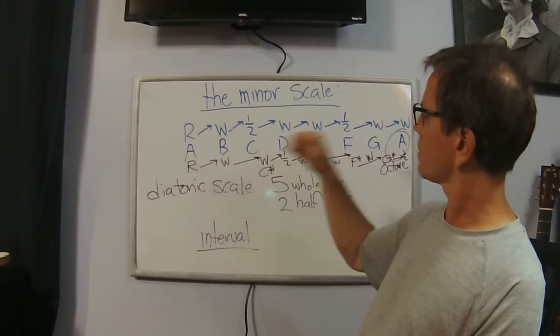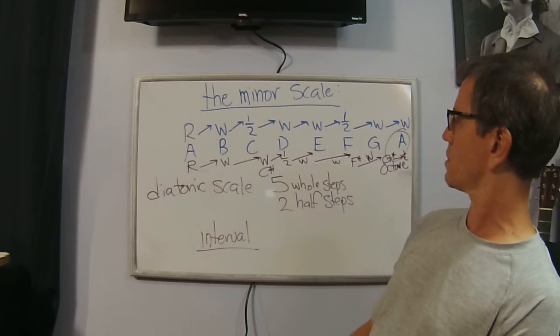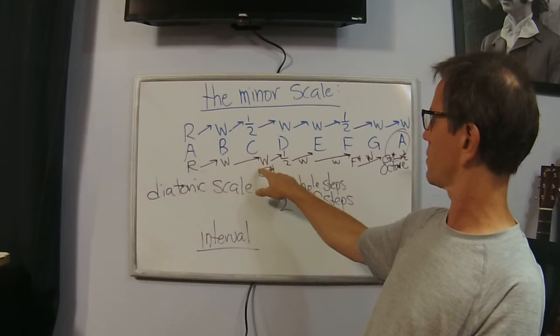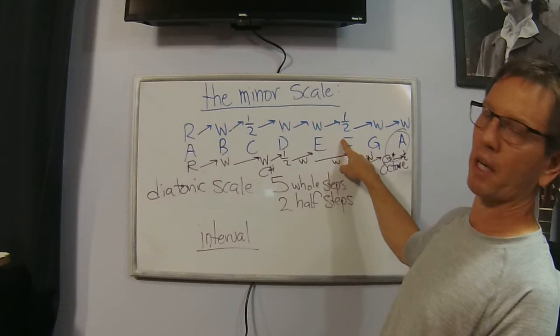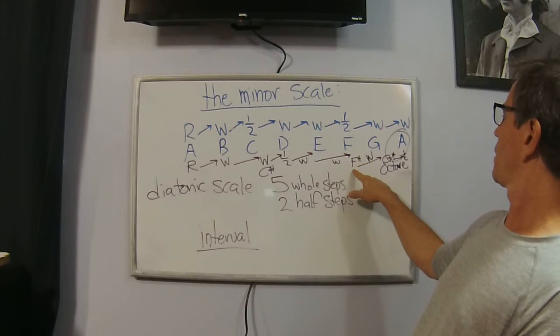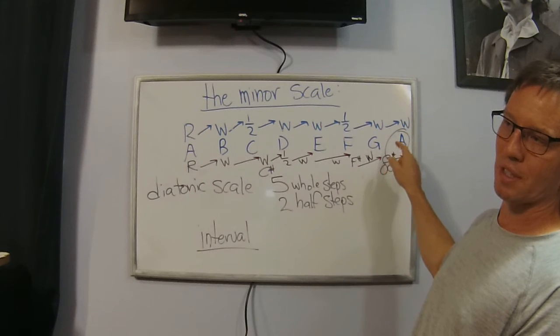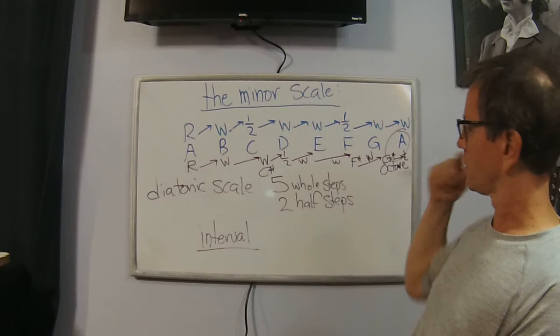So you can see the difference, the 3 notes that it yields that are different: you get a C in minor instead of a C sharp. You get an F in minor instead of an F sharp. And you get a G sharp in major, a G in minor. So it's still just a 1 octave scale.